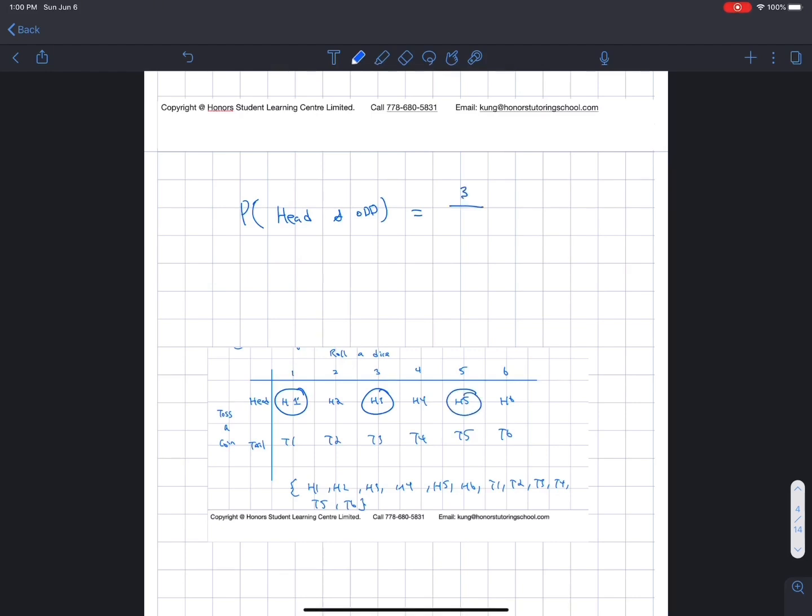Out of how many total possible outcomes? Well, the total possible outcomes, if you just count, you will see that there are 10, because that's 5, and that's another 5. So in total, we have 10 possible outcomes. So the probability of getting head and an odd number from tossing a coin and rolling a die is 3 out of 10.